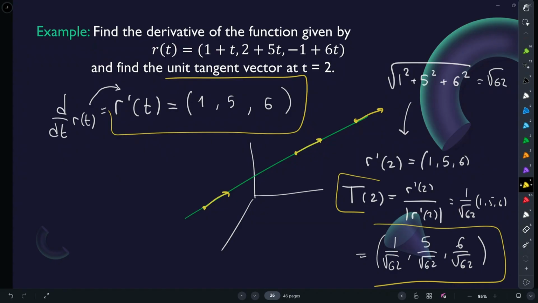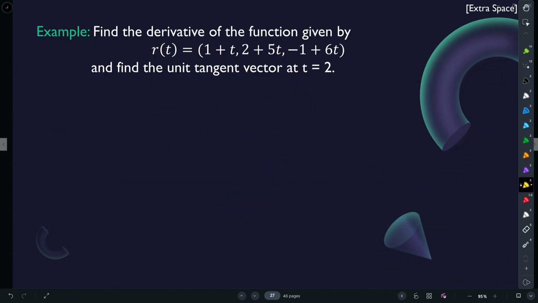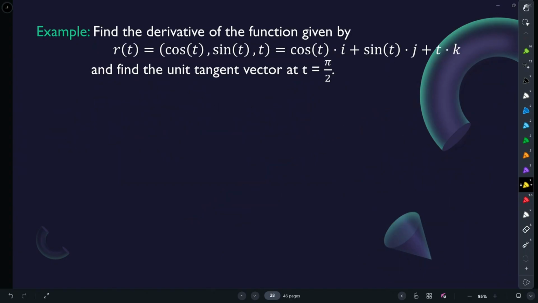Okay? All right, let's see something that is not just constant speed. What about the spiral we had before, this helix going up a cylinder? Let's look at what is the derivative. The derivative of cosine is minus sine. The derivative of sine of t is cosine t, and the derivative of t is 1. And let's find the tangent vector at t equals pi over 2.